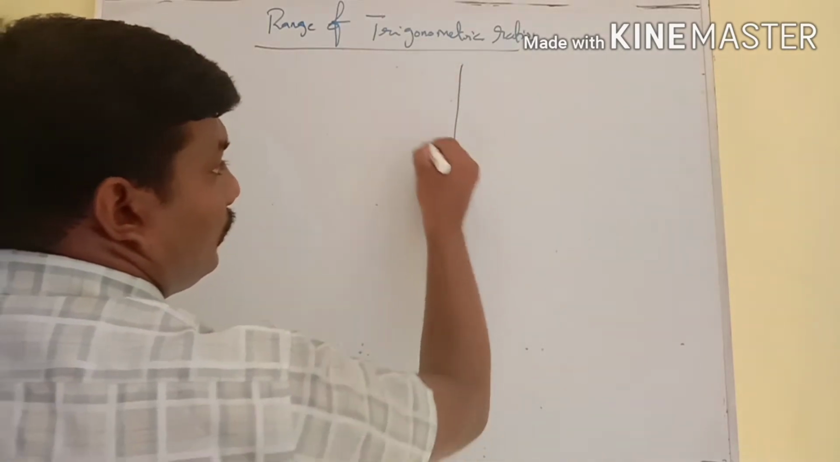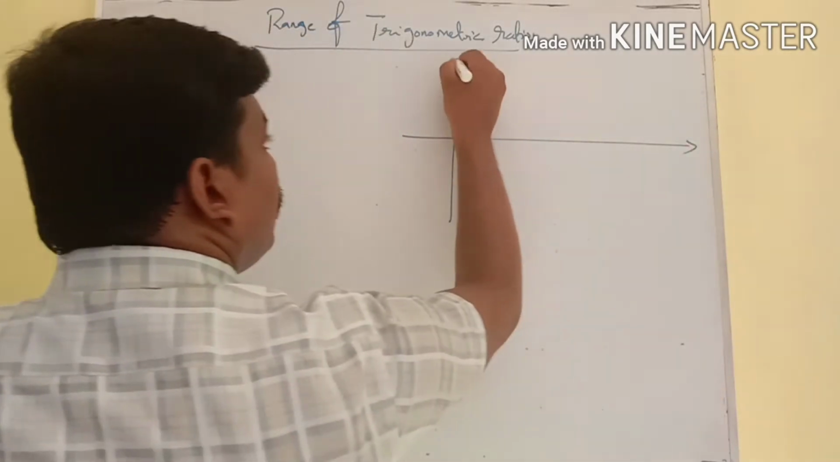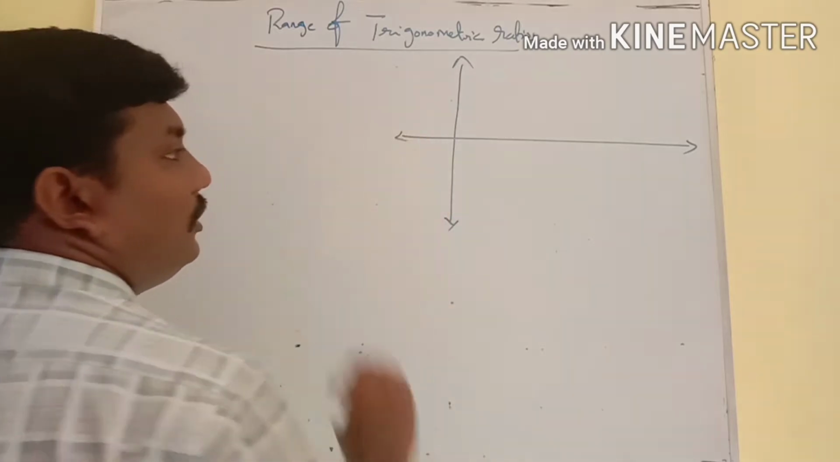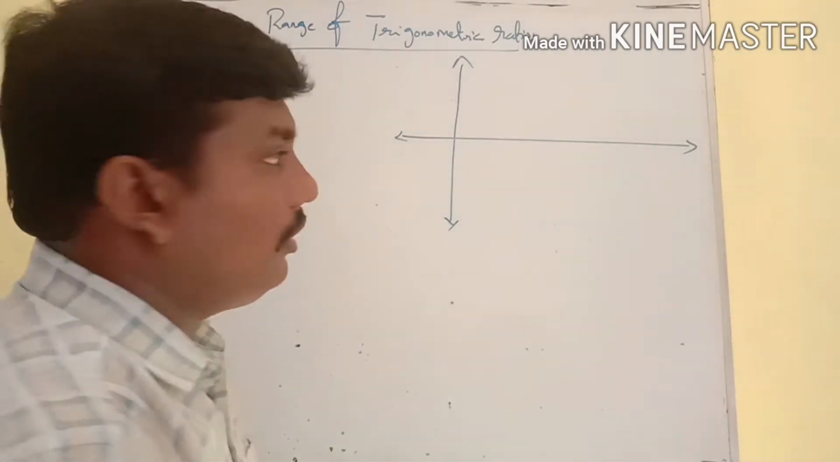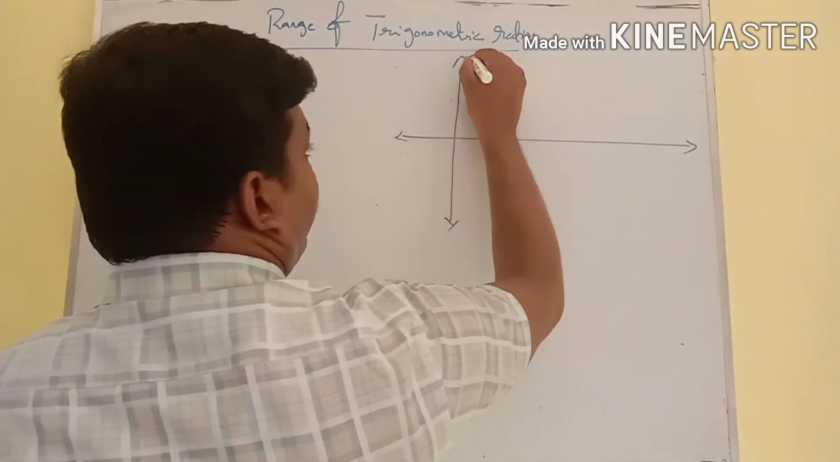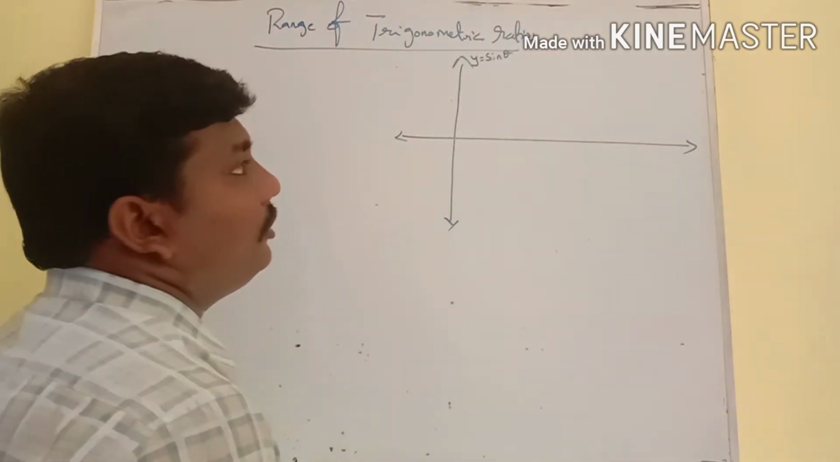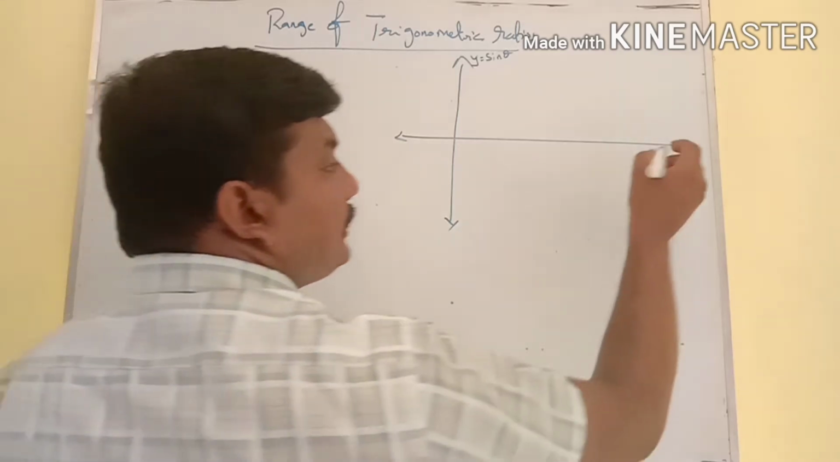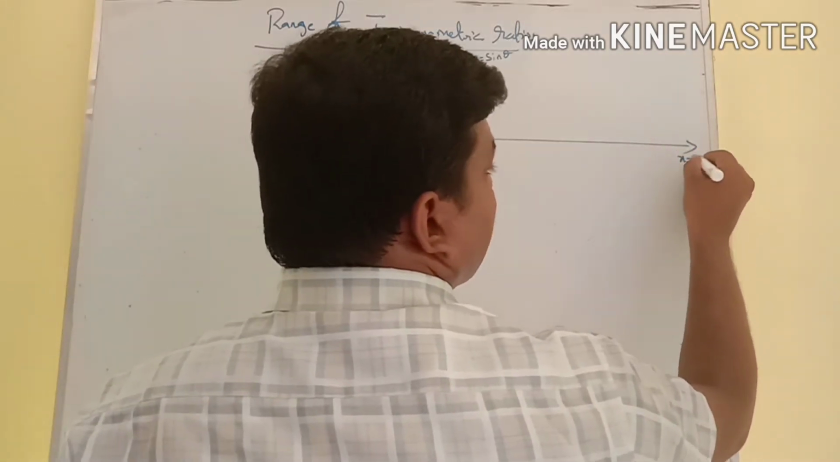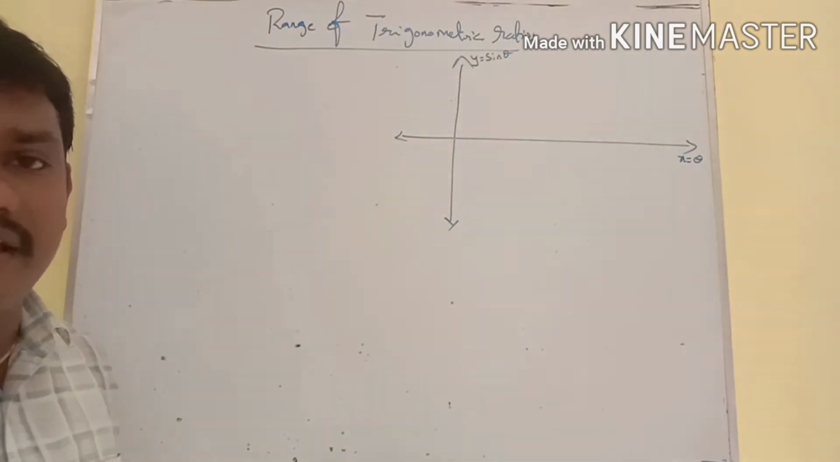So let me consider an x-axis and y-axis. On the y-axis is the sin value, that is sin theta, so y is equal to sin theta. On the x-axis, x is equal to theta.